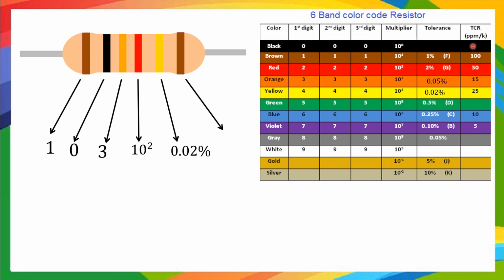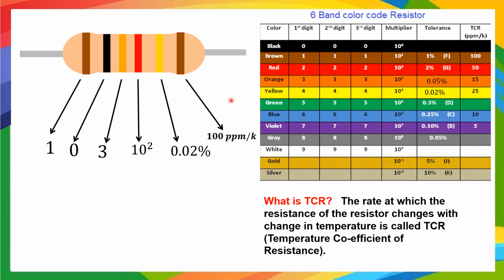It is measured in ppm per Kelvin. Brown means it is 100 ppm per Kelvin. ppm means parts per million per Kelvin. That means the electrical characteristics of the resistor will change above this temperature. So what is TCR? TCR is nothing but the rate at which the resistance of the resistor changes with change in temperature, called temperature coefficient of resistance. So you know, the resistance of a conductor changes with change in temperature.